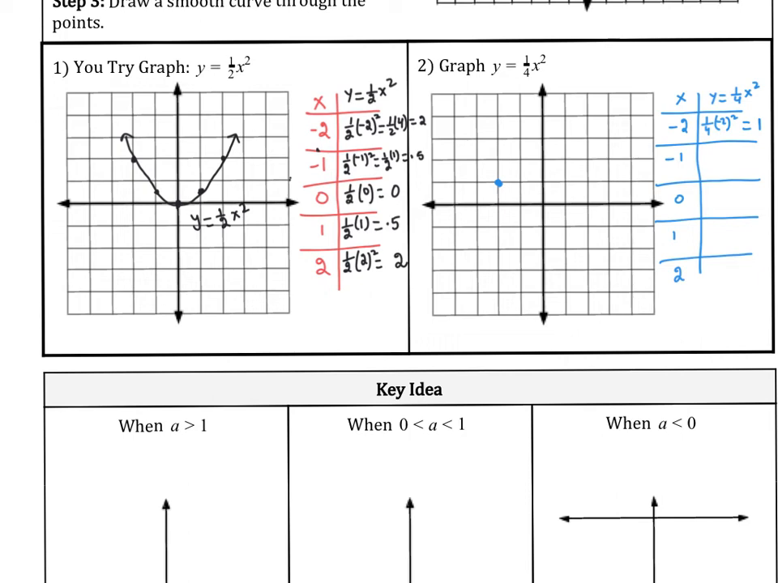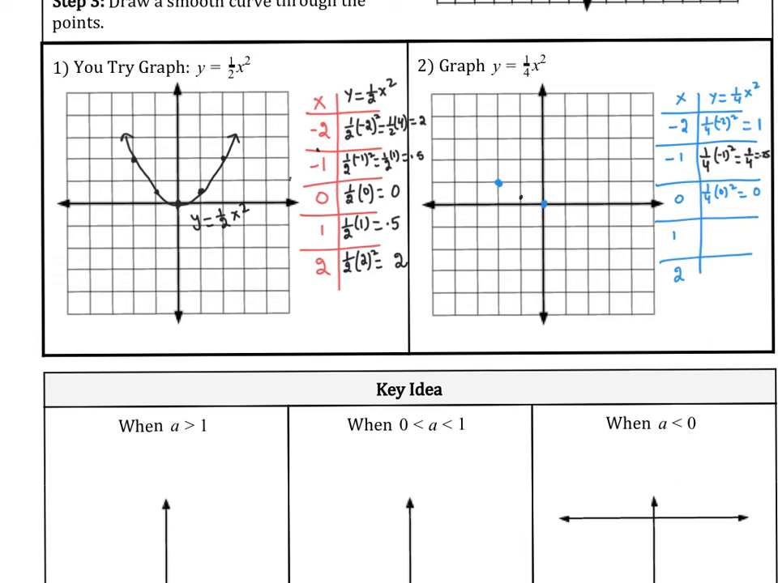When you plug in -1, you get 1 over 4 times -1 squared. -1 squared is just 1, so that's going to give you 1 over 4. 1 over 4 is a quarter, and that is 0.25. 0.25 is the point right here. Next, you're going to plug in 0. Anything times 0 is 0, so your next point is 0 comma 0.